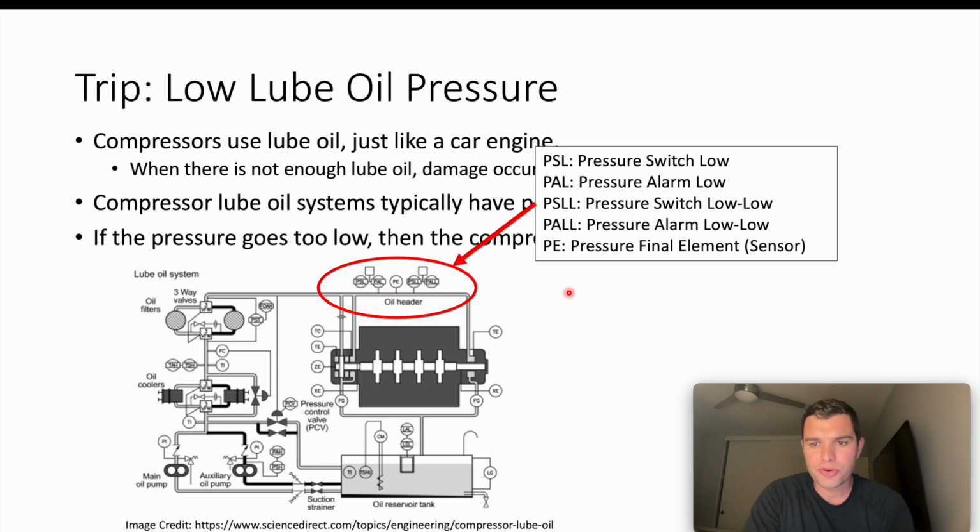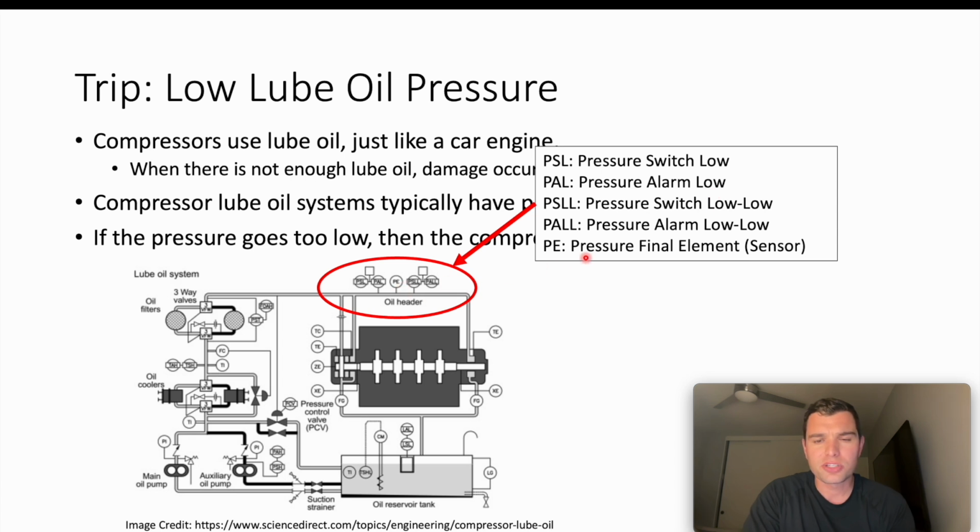This is a bit of a bonus engineering. But all those acronyms are pretty common in the process industry, so refining or chemicals. The first letter when you see something like that is usually the parameter that you're checking. P would be for pressure, T is temperature, L is level. So PSL would be a pressure switch low. PAL is pressure alarm low.